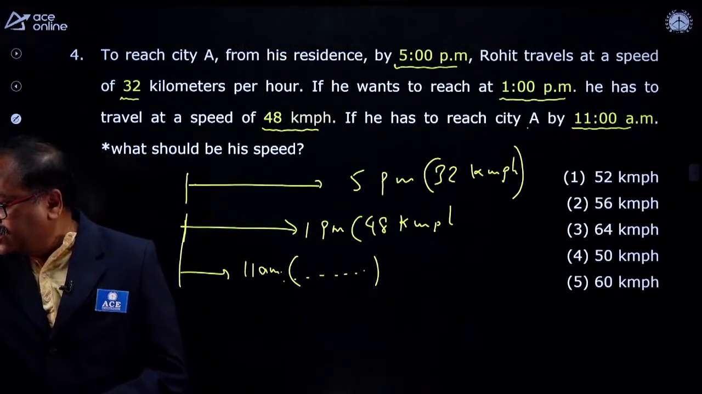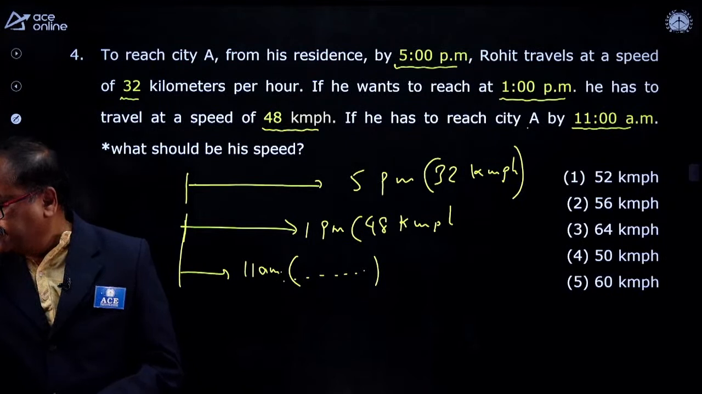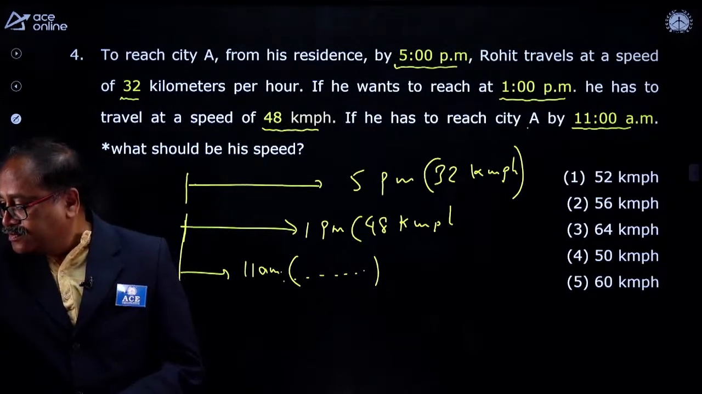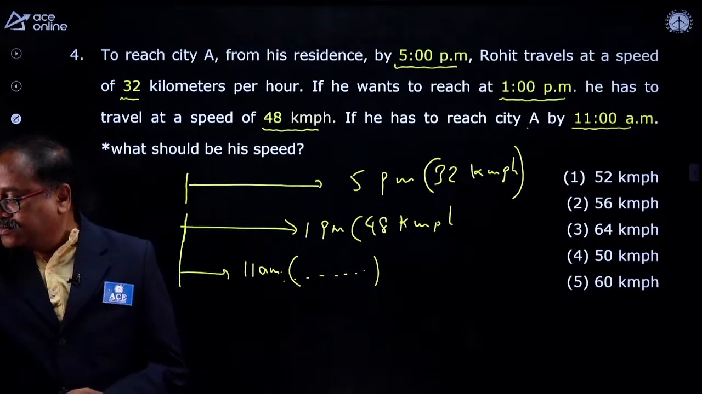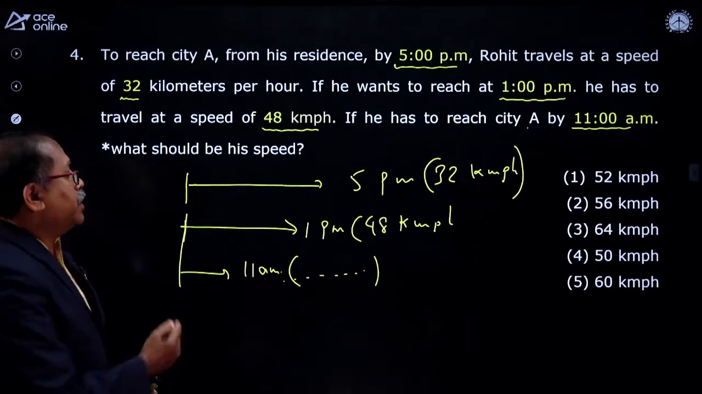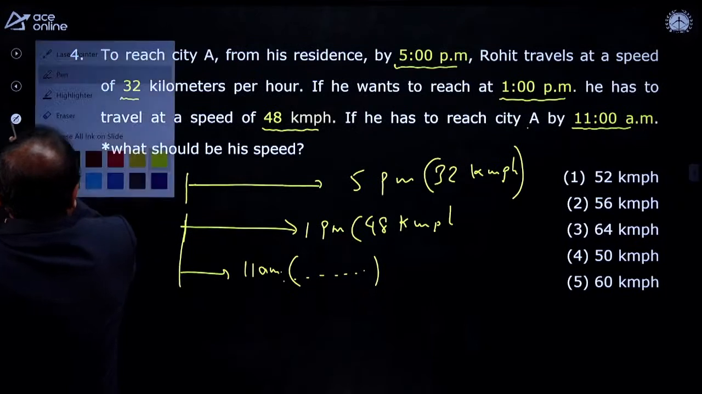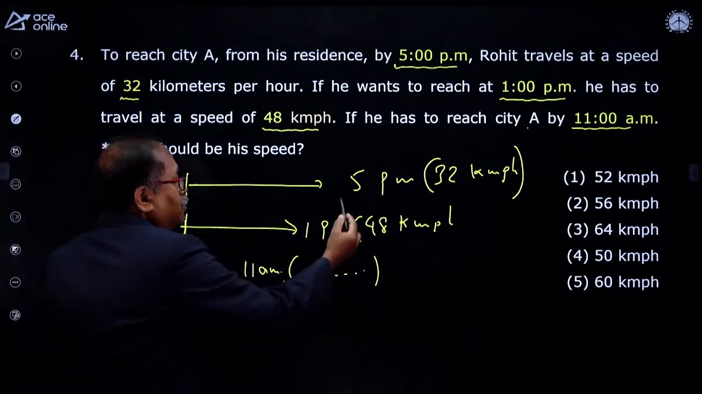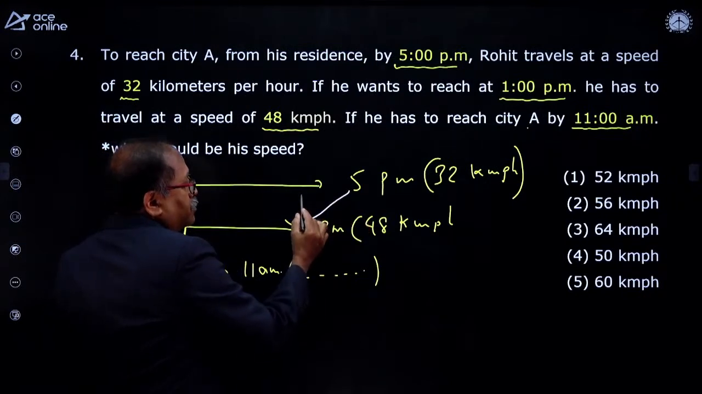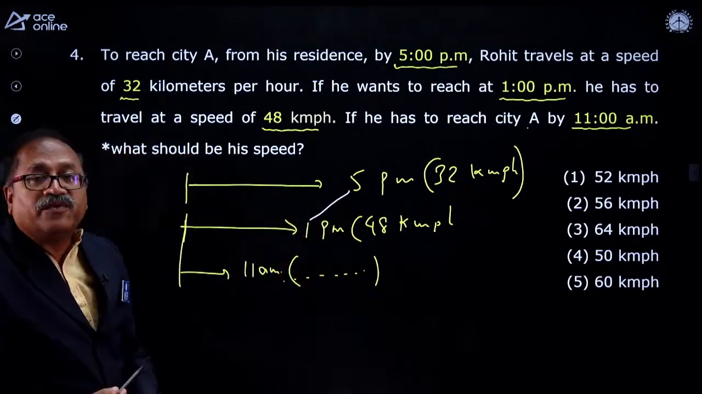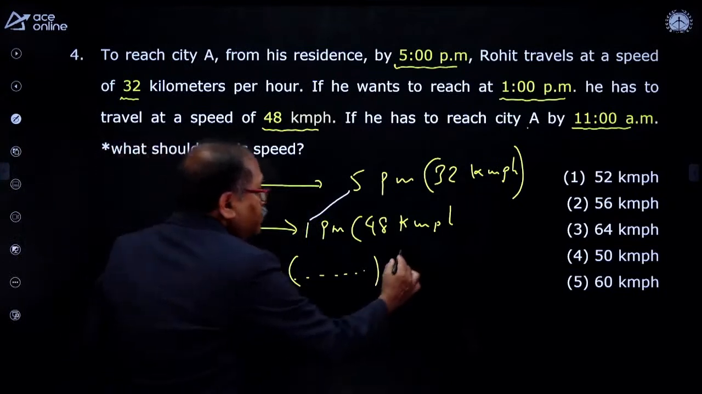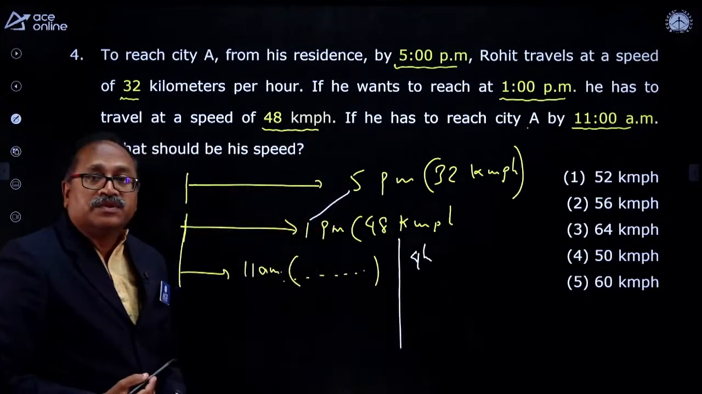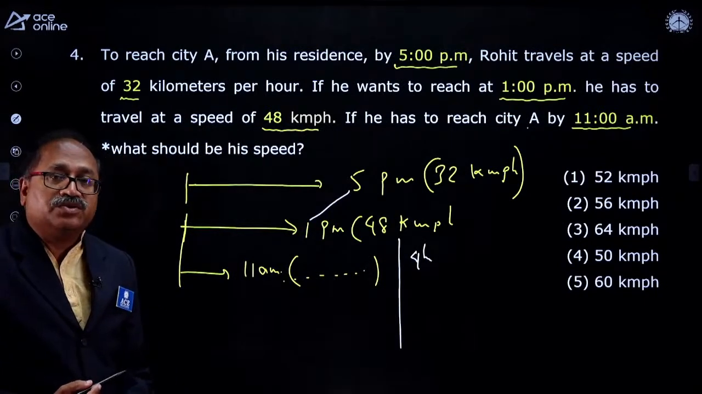I'm just looking at your comments. Okay. How do you handle it? Let me now answer the question. So, what is the time gap over here? It is 1 p.m. and 5 p.m. That means 4 hours. 4 hours time is reduced.